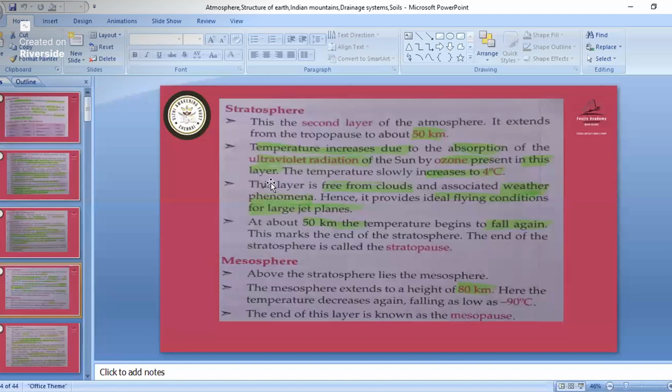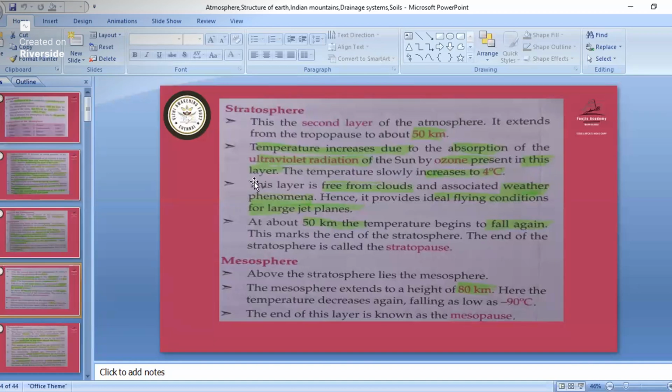See, in the troposphere, the temperature decreases as you go up in height, but in the stratosphere it is vice versa. Temperature here starts increasing due to absorption of ultraviolet radiation. And if a question comes like, ozone is present in which layer, that is the stratosphere.